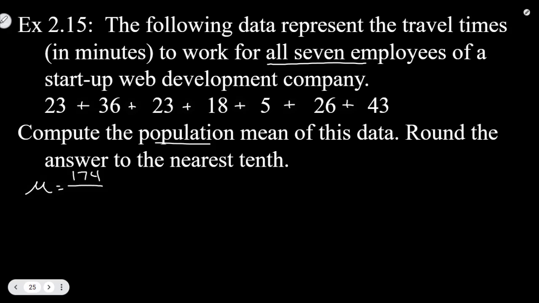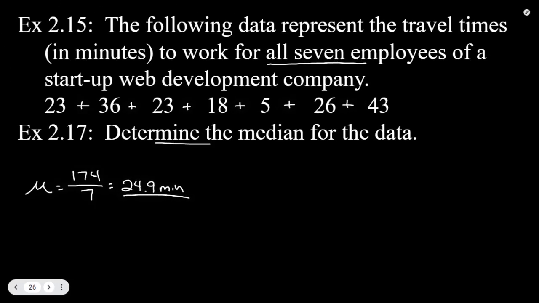174 divided by, and this was 7 people, so divided by 7. 174 divided by 7, and we're going to get, to the nearest tenth, 24.9. And remember, that is minutes, because that was the units we were given. So that is mu for this data set. And I'm going to keep that information up there even as we go on to our next examples, because we want to use that to compare to something else in a minute.